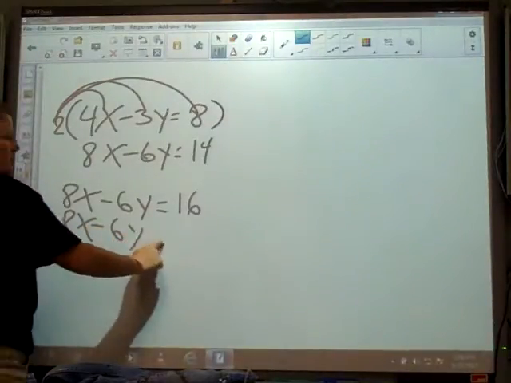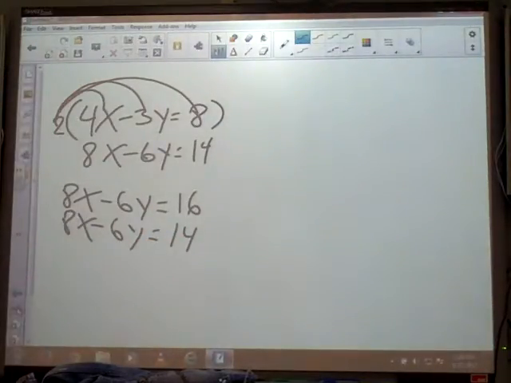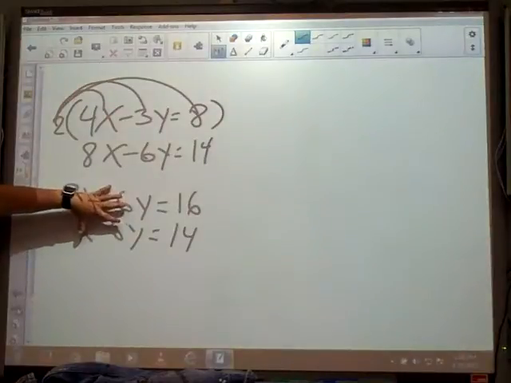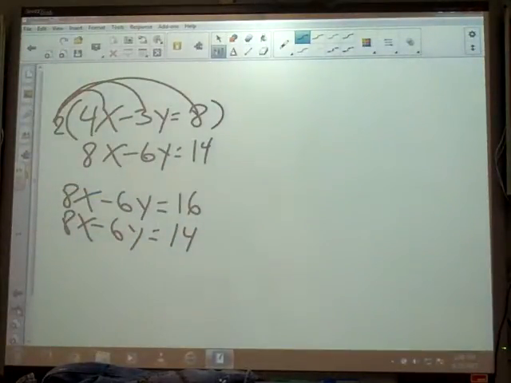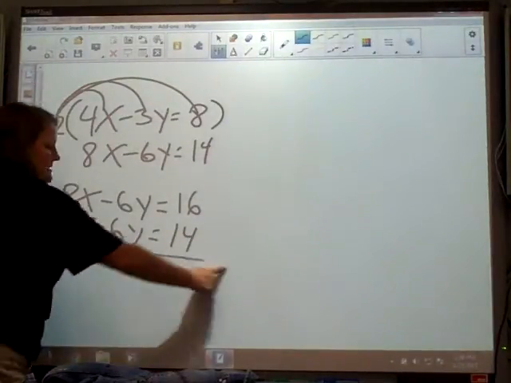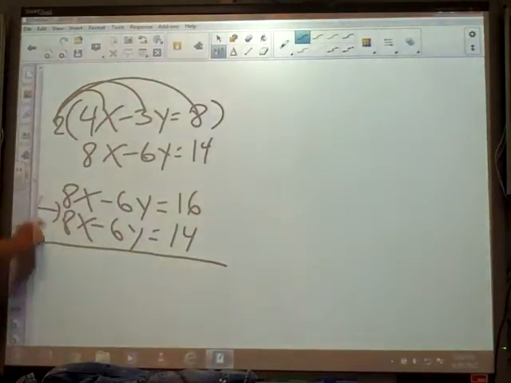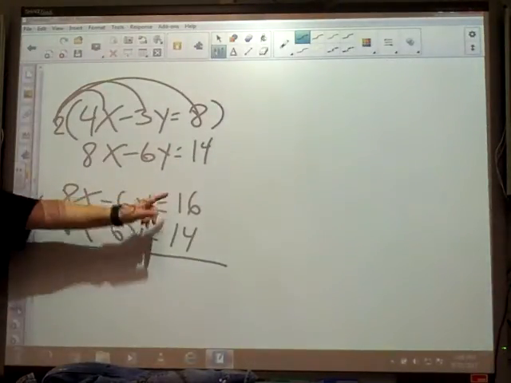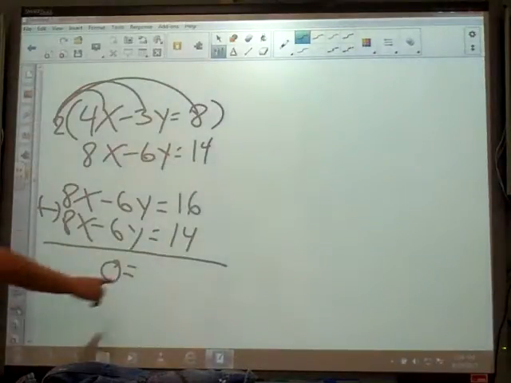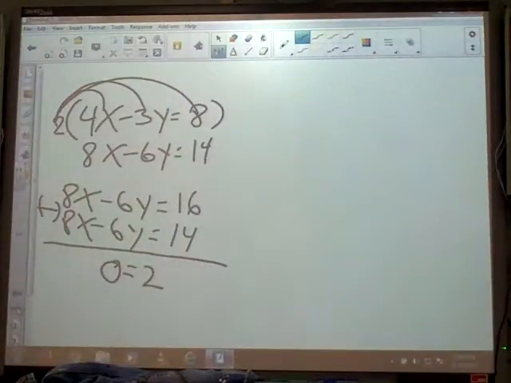Some of y'all ought to notice everything on the left's the same, but the stuff on the right's not. That's your doorbell going off, tell you something's up. These have same signs, which makes this a subtraction problem. 8x minus 8x is nothing, he gone. Negative 6y minus negative 6y is also nothing, he gone. So I got 0 equals, what's 16 minus 14? 2. So we're looking at 0 equals 2.